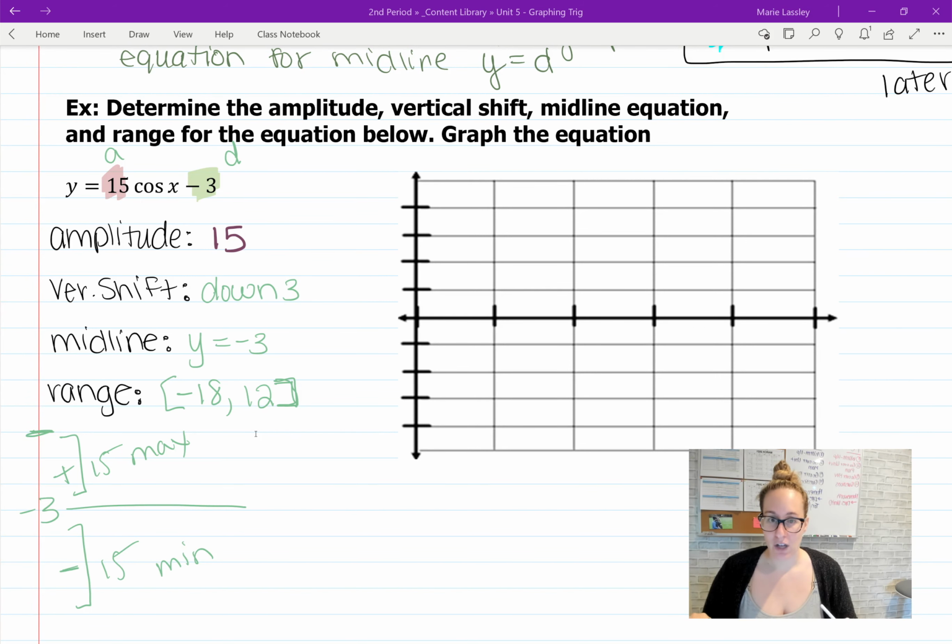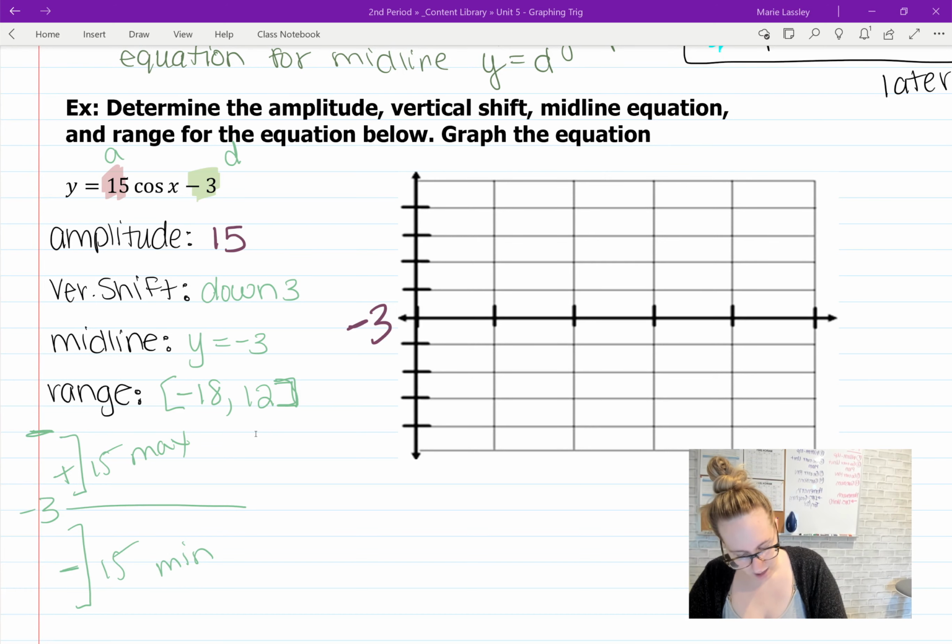Okay, so let's go ahead and graph this. Now, I like graphing it with my midline always the center. So even though this looks like the X and the Y axis, I always put my midline as the center line. So I'm just going to label this as -3 because I want this line right here to be the center of my graph. Then I'm going up to +12 and down to -18.